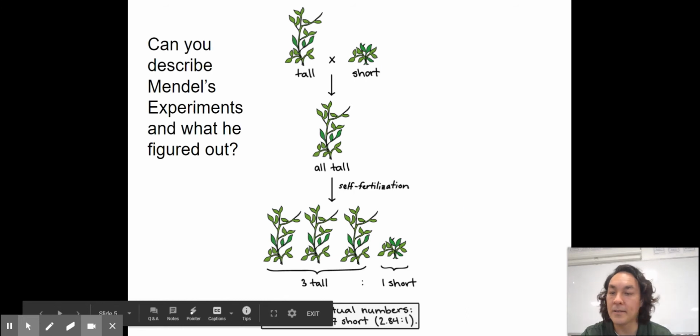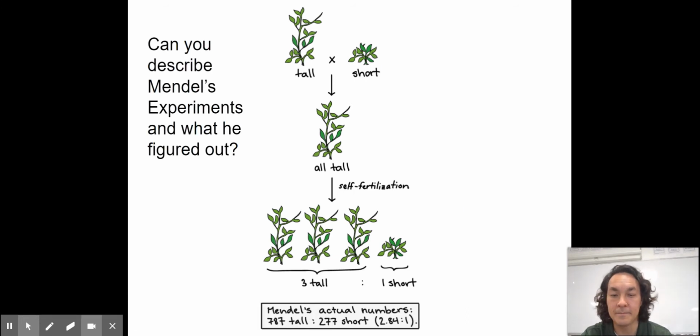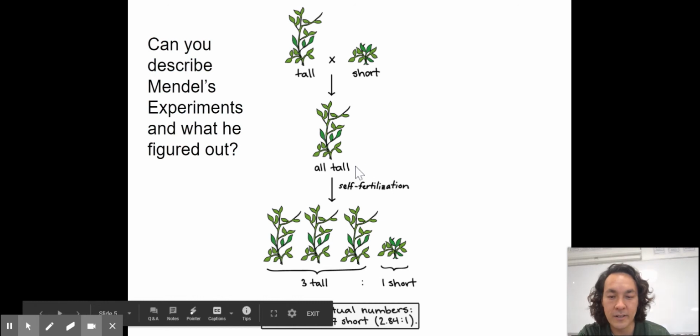So can you describe Mendel's experiments and what he figured out? So here he bred a tall and a short pea plant. They all came out tall. And then he bred these F1. This would be the P generation, the pure breeding generation. This would be the F1 generation. He bred this generation again, and you got 3 out of 4 tall and 1 short.